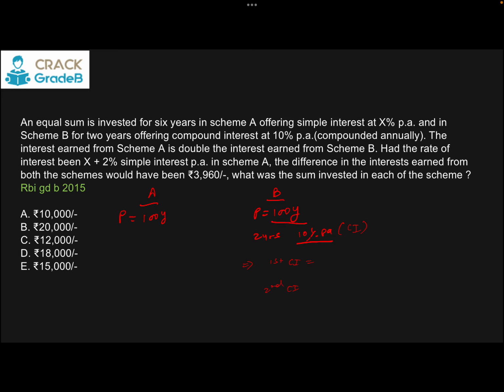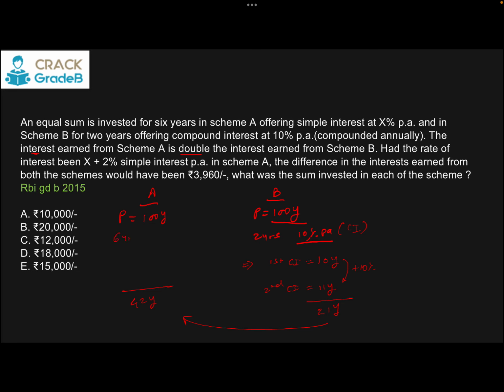First year compound interest will be 10% of the principal. So 100y is 10% is 10y. And second year compound interest is going to be 10% more as compared to this, that is 11y. So together the compound interest is going to be 21y. Here we are going to get 2 times of it, because it says the interest earned in scheme A is double the interest earned from scheme B. So we are going to get 42y here.